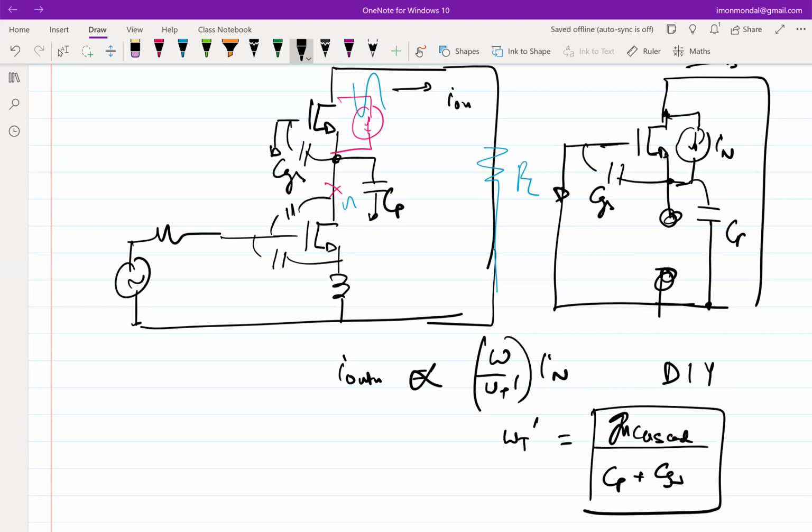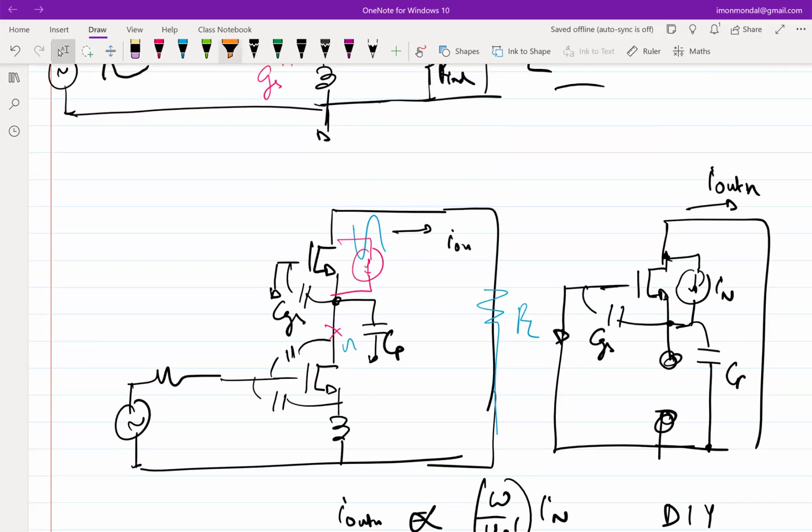So if you do the math, you are going to get this. Okay, so it will be gm of the cascode by Cp plus Cgs. The reason this is important is that you cannot do anything with this gm by Cgs factor. That comes with the technology, right? But you can do something about the Cp.